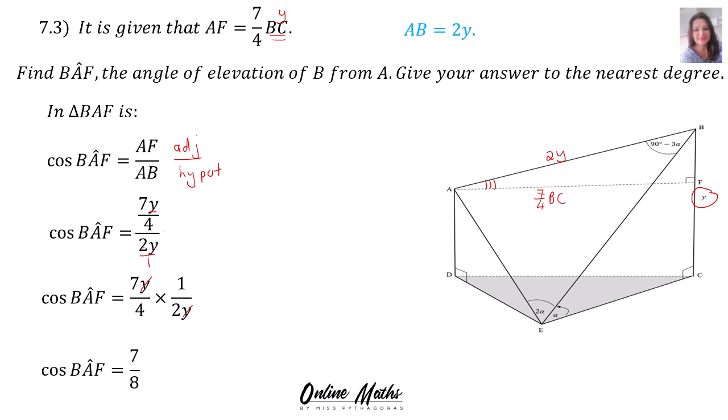So then we can work out this angle with our calculator by saying shift cos 7 over 8, close bracket, equals. And there's your answer. Angle BAF is 28.95, but they want it to the nearest degree, so we will round it off, and angle BAF is 29 degrees.